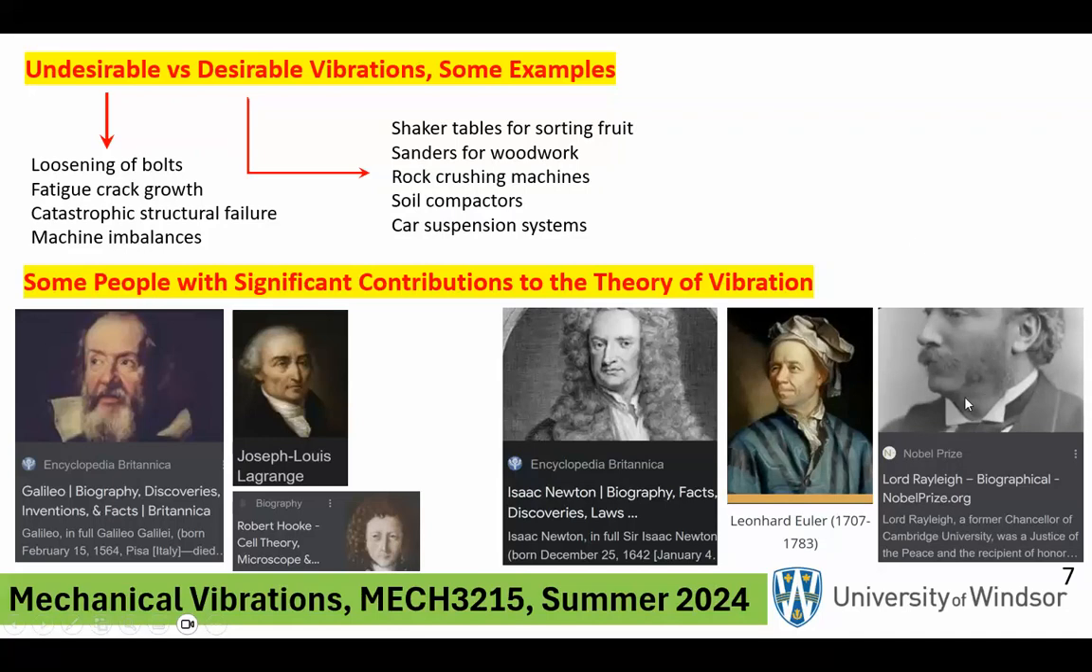Lord Rayleigh was more recent, about 100, 150 years ago. He was one of the modern people who did actually contribute directly to vibration. And finally, Fourier. Without the work of Fourier, we would not be able to explain a lot of stuff that we are going to be doing in this course and in vibration in general.